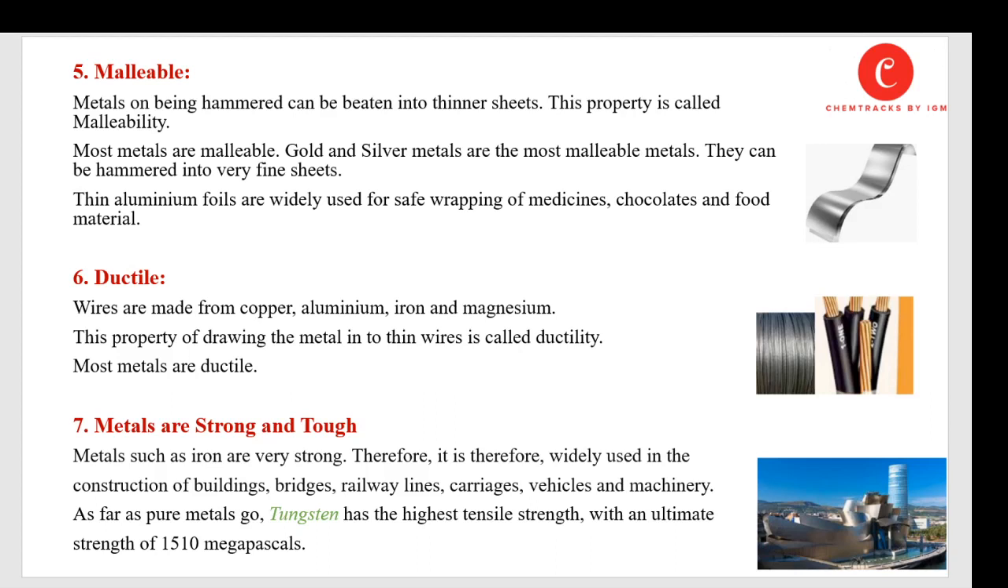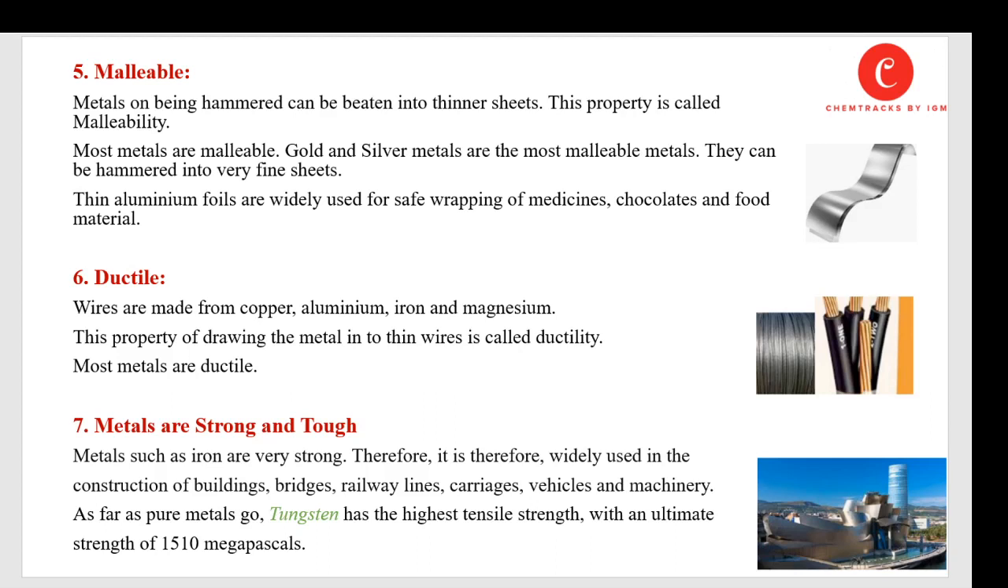Similarly, aluminium is also a very malleable metal, and it can be converted into thin sheets or aluminium foil by pressure or by the action of some force. Thin aluminium foils are widely used for safe wrapping of medicines, chocolates, and food material.